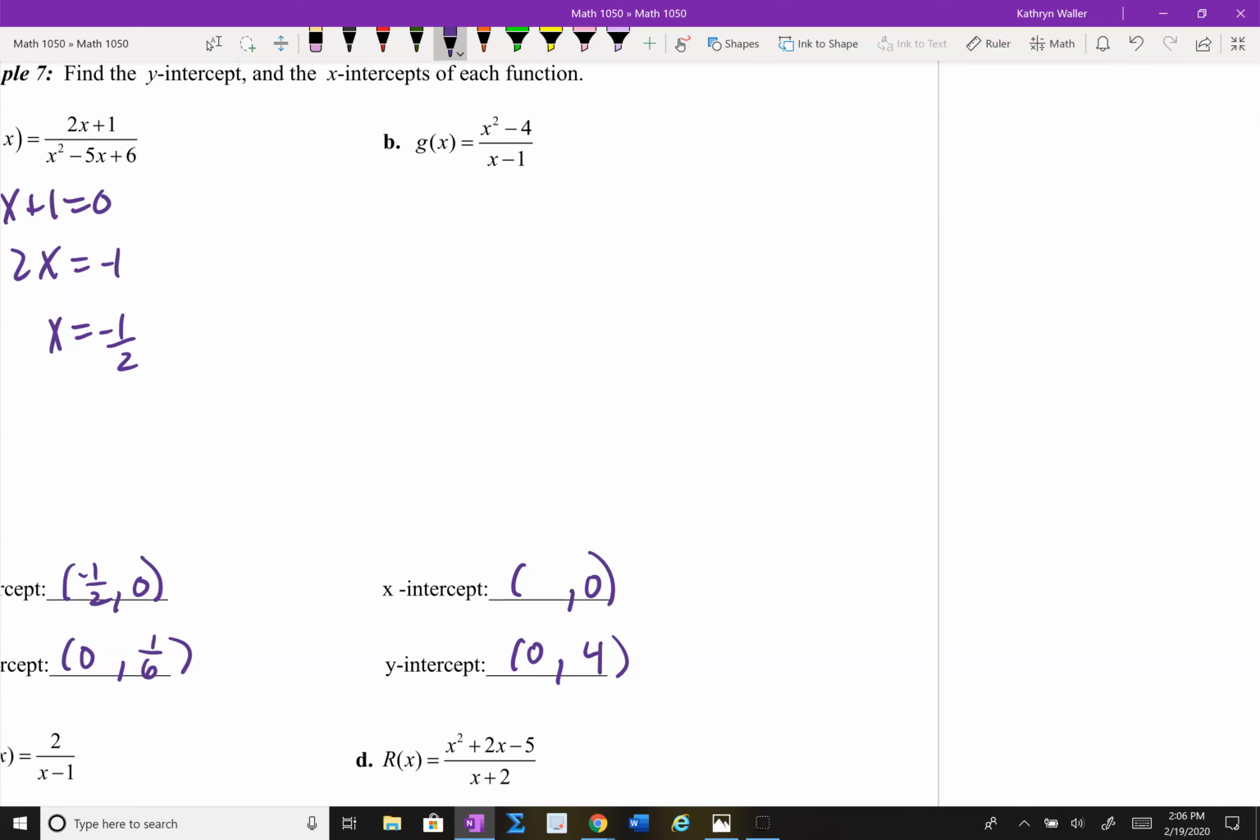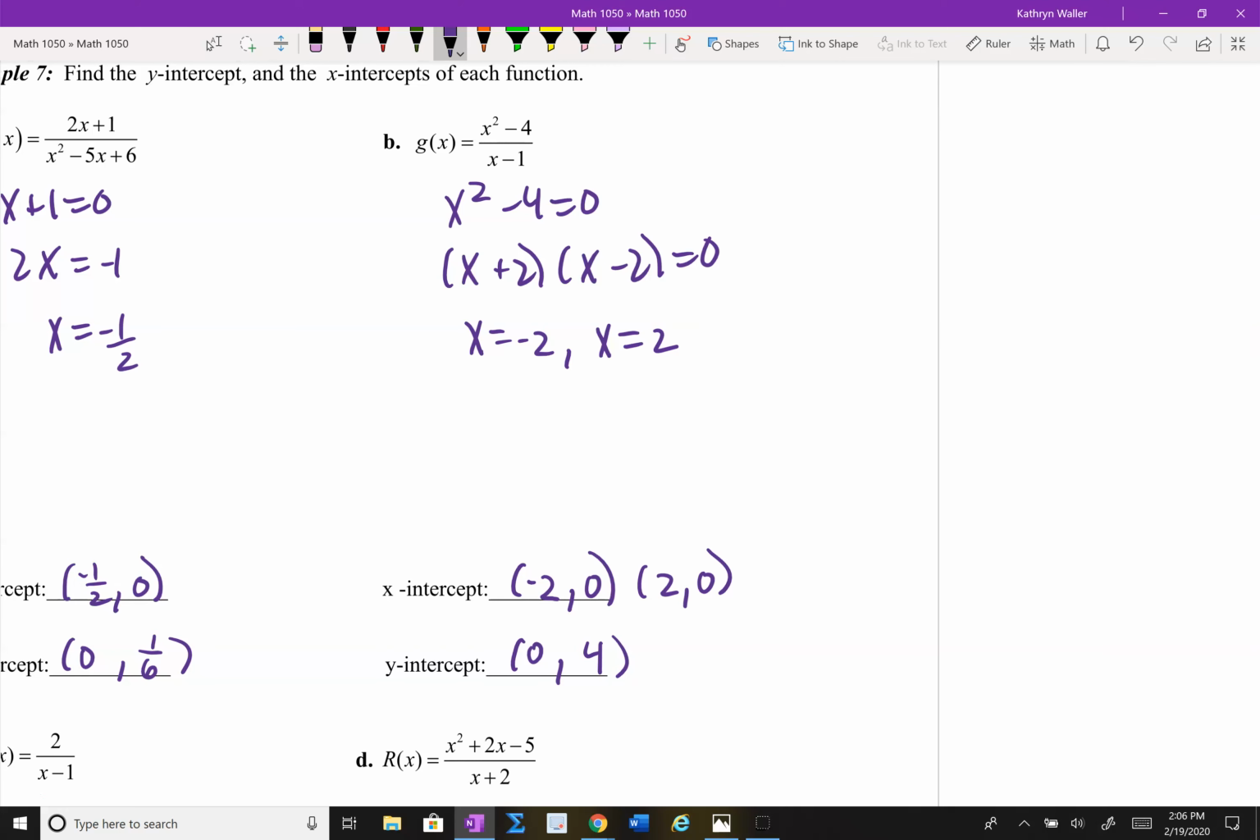To find the x-intercept, let y be 0. That's the same as letting what be a 0? Everybody tell me. The top. So everybody go x squared minus 4 equals 0. That factors to x plus 2 times x minus 2, which gives you x equals -2, x equals +2. Did you see how I wrote them separately for you? So your x-intercepts are (-2, 0) and (2, 0).